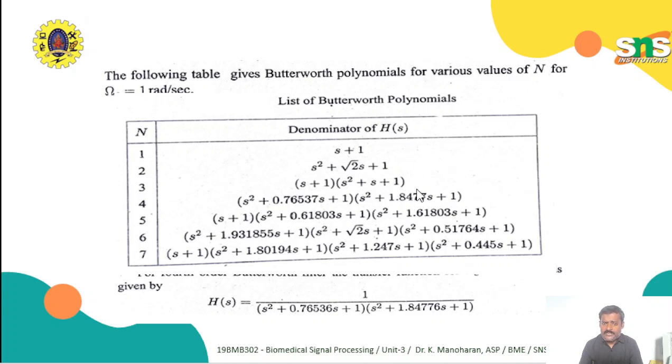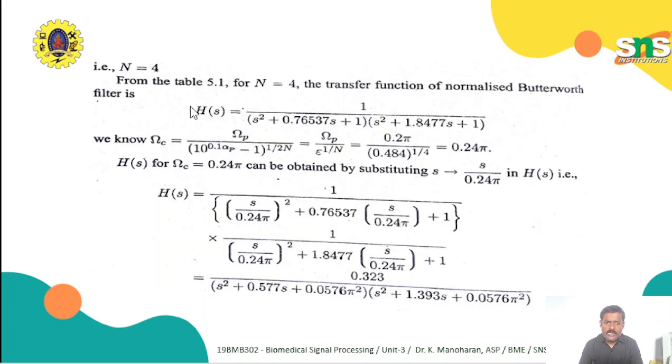So if you write H of s, 1 divided by this denominator function gives the value of H of s. Look at this. I am writing here H of s equal to 1 divided by the denominator function: s square plus 0.76537s plus 1 into s square plus 1.8477s plus 1. So this is the denominator function for n equal to 4 from the tabulation. So I am writing this is the H of s.